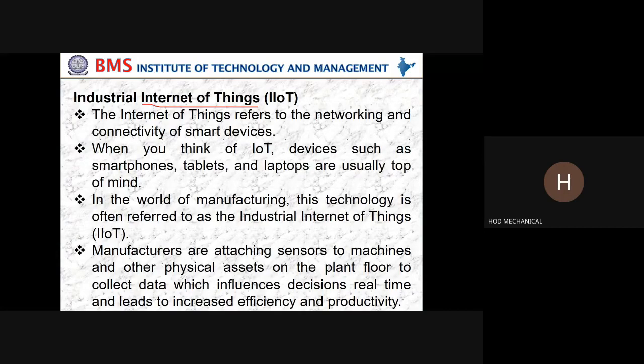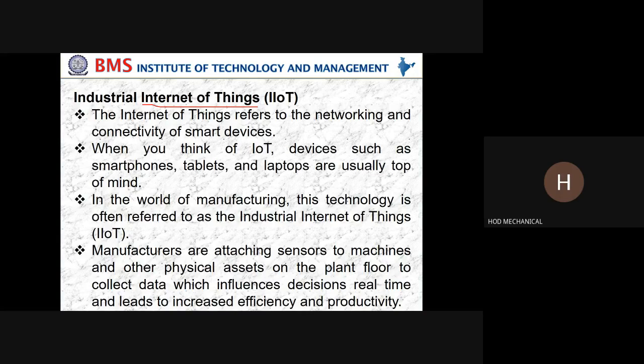Now with respect to manufacturing, generally IoT is applicable to all the devices. But if you are going to connect the devices which pertain to the manufacturing industry, then we have one more word called IIoT. IIoT is nothing but industrial internet of things. That is, in the world of manufacturing, this technology is often referred to as industrial internet of things.